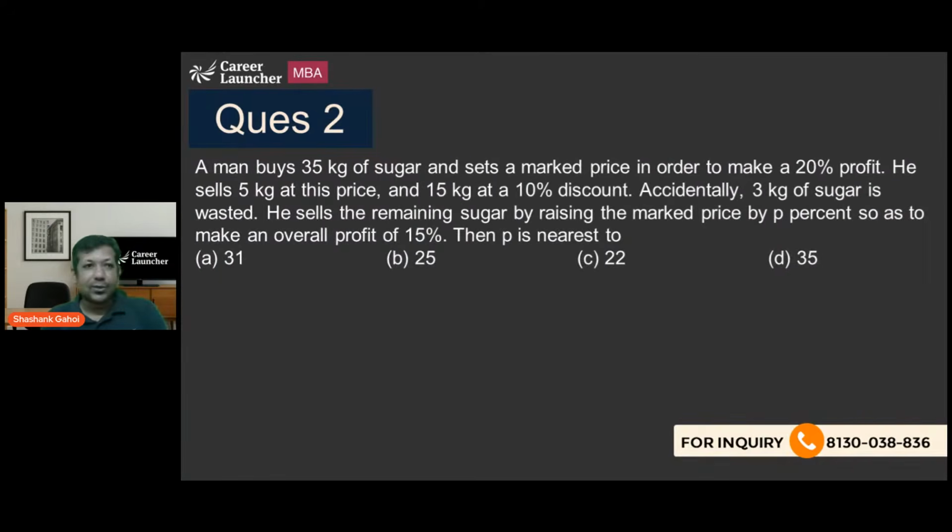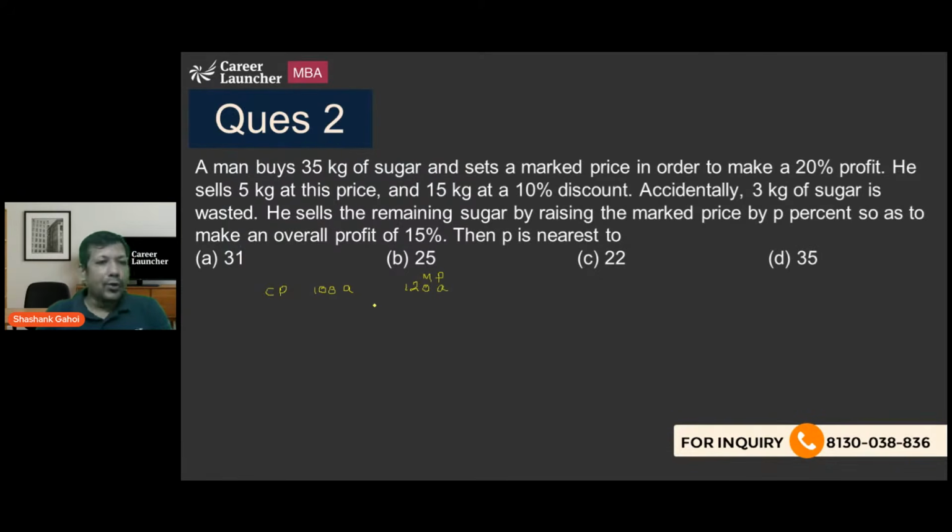A man buys 35 kg of sugar and sets a mark price in order to make 20% profit. Let's say his cost price was 100A. Now his mark price has become 120A because he is supposed to get 20% profit.